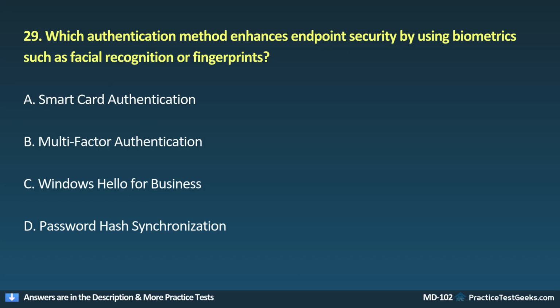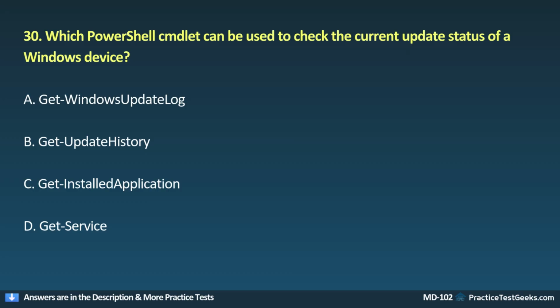29. Which authentication method enhances endpoint security by using biometrics such as facial recognition or fingerprints? A. Smart Card Authentication. B. Multi-factor authentication. C. Windows Hello for Business. D. Password hash synchronization.